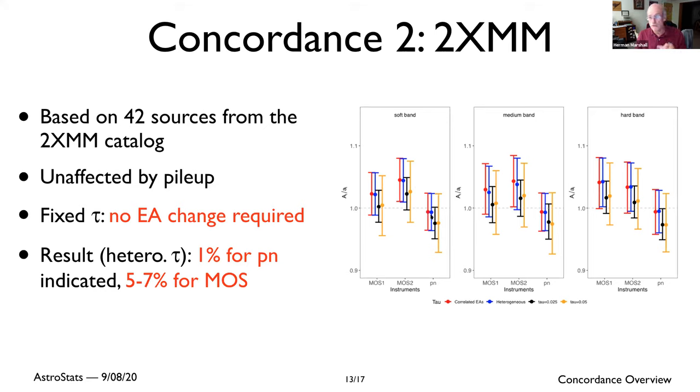One of the things that occurred here is that the PN prior estimate was something like 2%, whereas that for the MOS was something like 5 to 10%, depending on the bandpass. And so one can understand why a change of the effective area is now recommended after such an analysis.